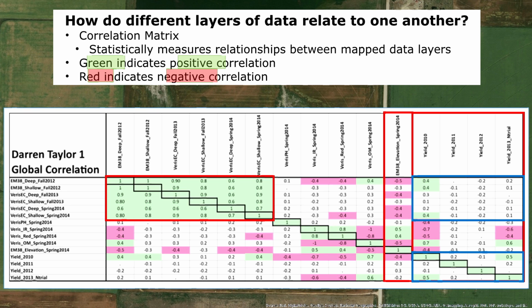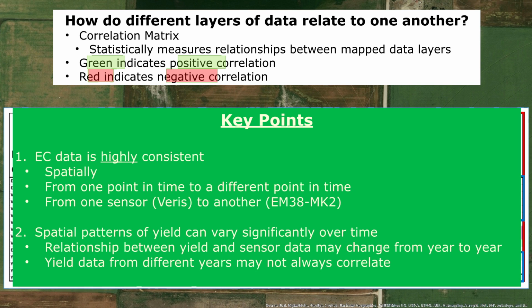So if we dig just a little bit deeper into this, that top blue square shows where yield is related to conductivity maps. And conductivity doesn't look to give us a lot of insight into the pattern of yield directly. And the bottom square is yield relating to yield. And again, there are not a lot of strong relationships in the pattern of yield from year to year, which is pretty interesting, I think.